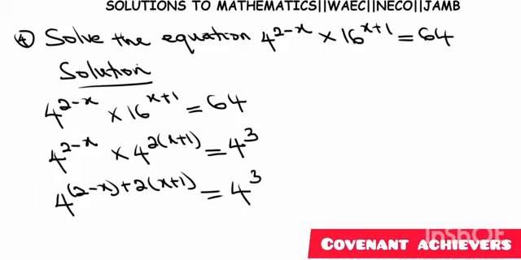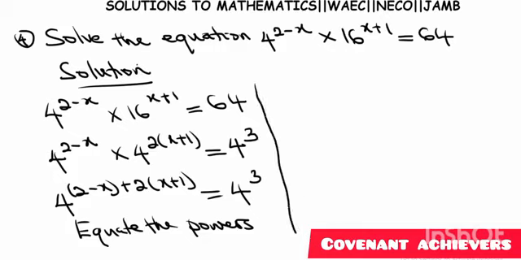So here you are going to equate the powers. And when you equate the powers, what do we have? This is going to be 2 minus x, then plus 2 into bracket x plus 1 equals 3.